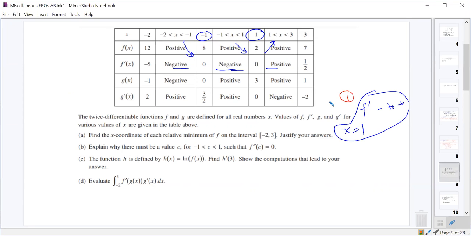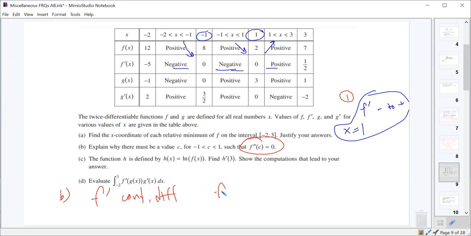Part B, we want to know why there must be a value where the second derivative of f is equal to 0 between negative 1 and 1. And so that's going to be, we'll call it the mean value theorem, or it's specifically Rolle's theorem. For part B, we can say that since we're talking about the second derivative, f prime is continuous and differentiable.